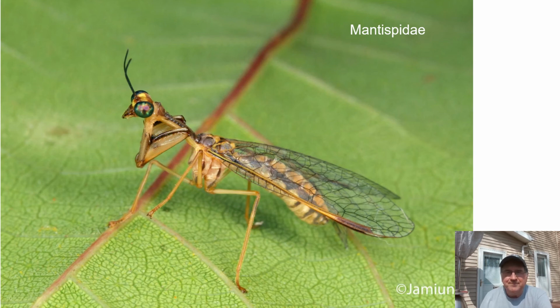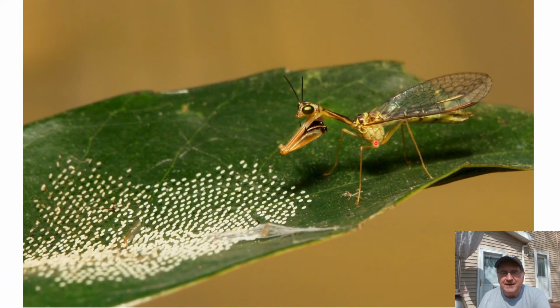Probably what's going on is related to the biology of the larval stages of mantispids. Here we see a mantispid on a leaf that has scattered over the surface probably hundreds, if not thousands, of these very, very minute eggs.